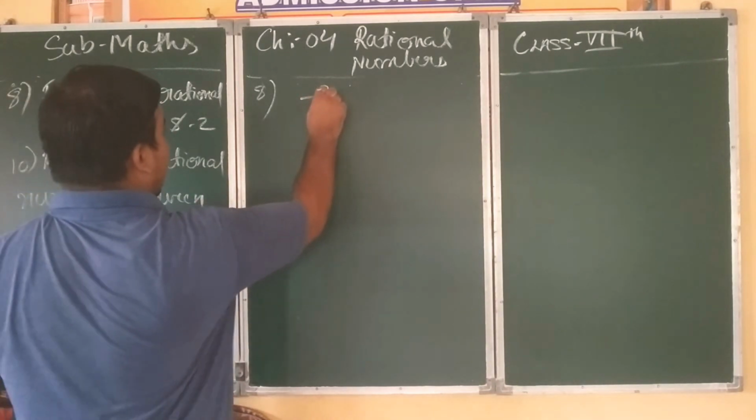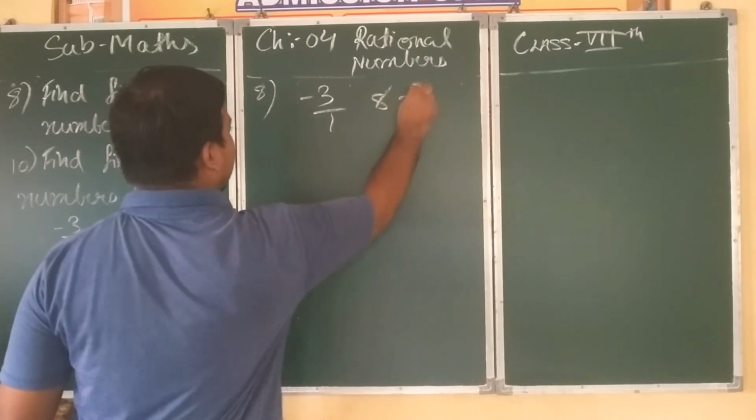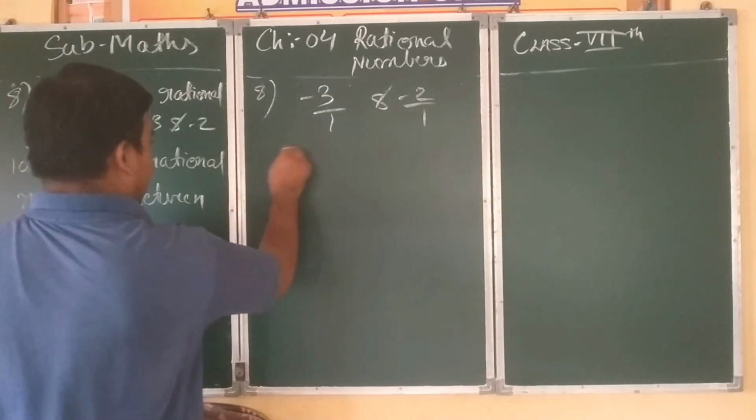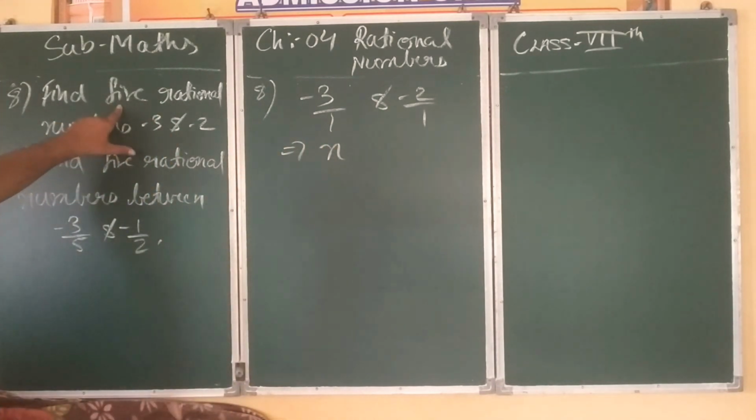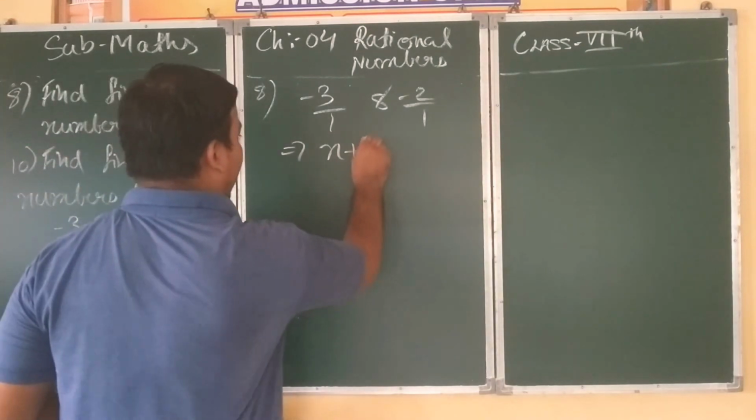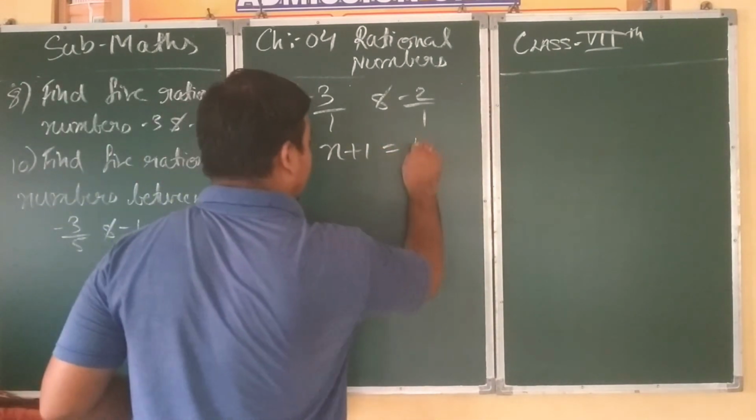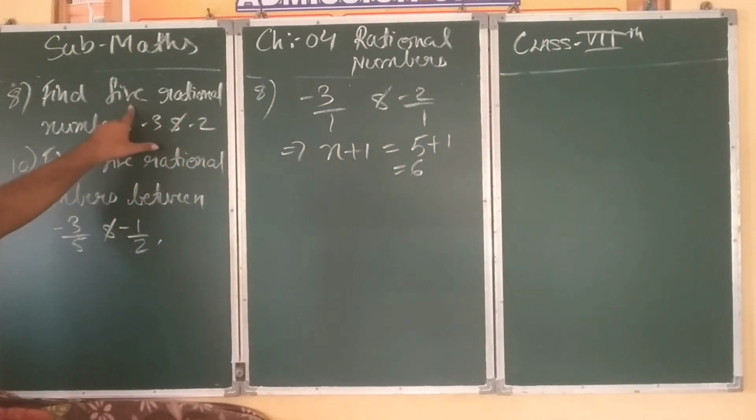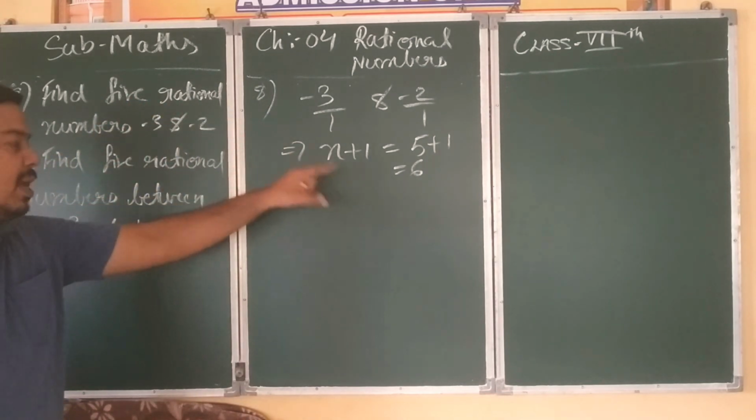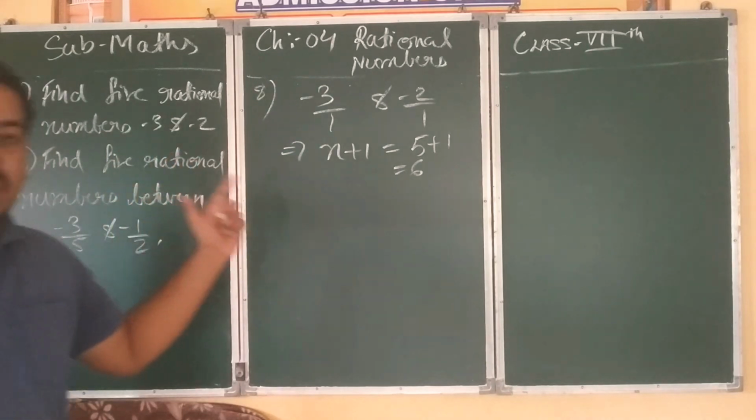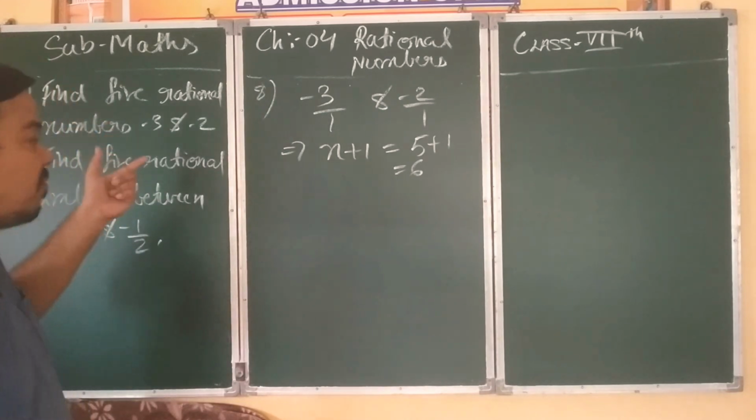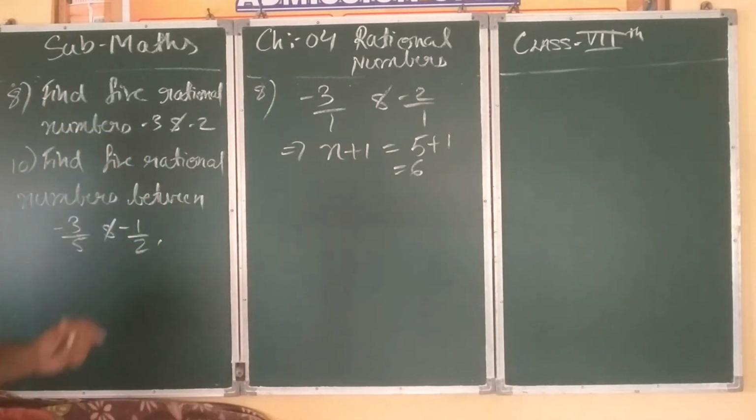Okay. So find 5 rational numbers between minus 3 and minus 2. First you write them as rational numbers, minus 3 by 1 and minus 2 by 1. Now the denominator is the same. Then n is the count; we find 5 rational numbers, so we take n plus 1, means 5 plus 1, so it is 6. How many numbers to find? 5, so 5 plus 1. If they said find 7 rational numbers, take 7 plus 1, 8. If you need 100 rational numbers, take 100 plus 1.